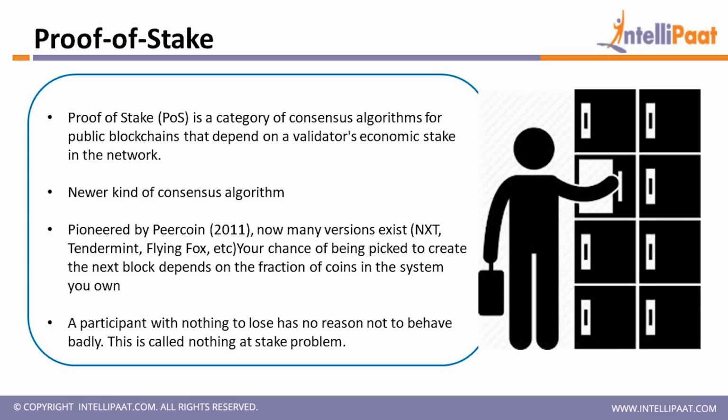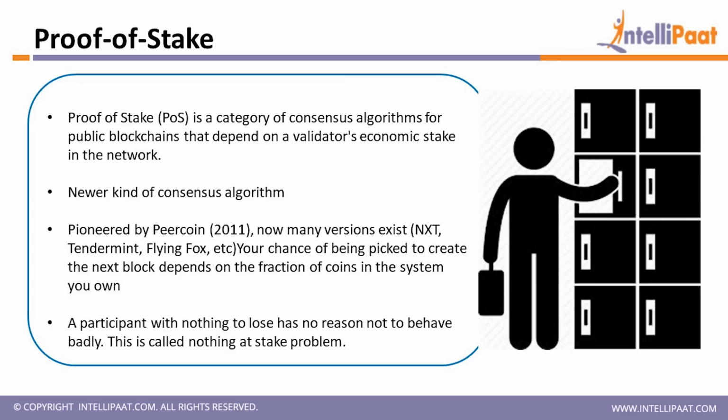Now, the other consensus mechanism that we can use inside blockchain is proof of stake. Proof of stake, like proof of work, is a category of consensus algorithm for public blockchains that depend on a validator's economic stake in the network. It is a newer kind of consensus algorithm, introduced considering the drawbacks of proof of work, where energy consumption and time consumption were very high. In order to succeed and become a winning block, the participating validators have to invest a huge amount of energy in solving complicated problems.